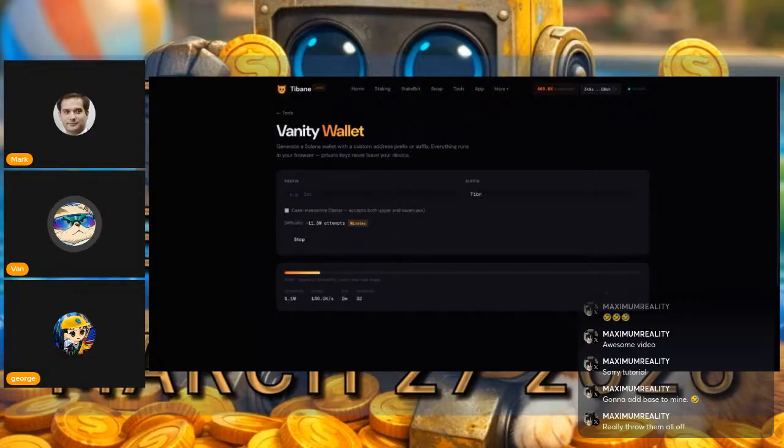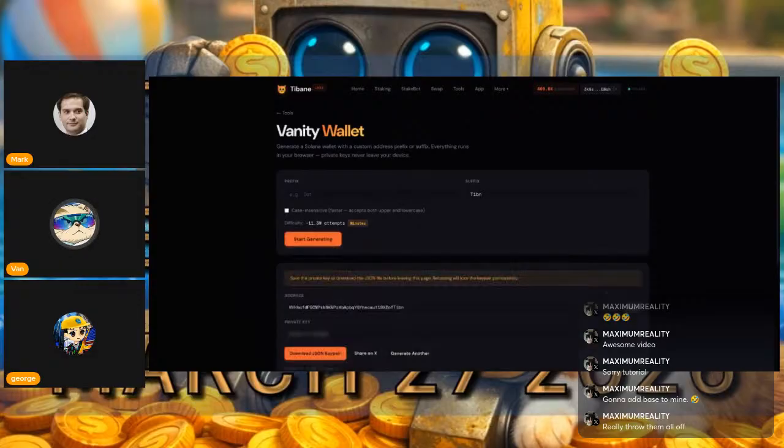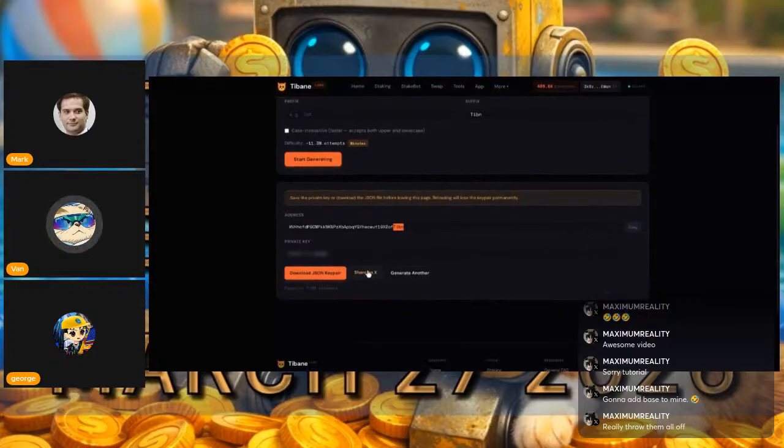Once you get your address, there's a button to share on X. So if you use this to generate free vanity addresses on Tibane.net, all we'd ask is that you please share it. There's a share on X button. You don't have to put the address in there, but you can share.